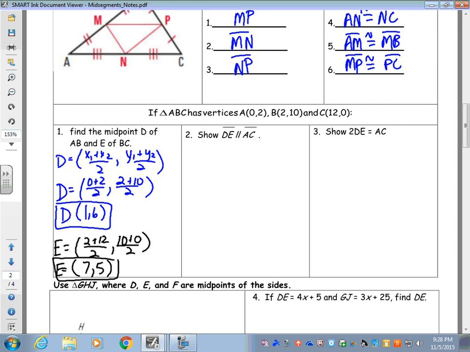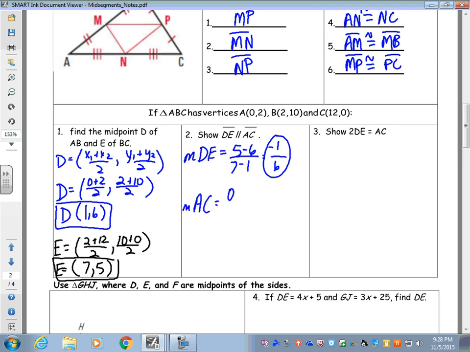So now they want us to show segment DE is parallel to AC. So in order to do that, I just need to show the slope of DE. And that's just going to be y2 minus y1. So basically I'm going to do my 5 minus 6 over x2 minus x1, 7 minus 1. We get negative 1 over 6. So that's my slope of DE. And we want to show that they're parallel, so I need to go ahead and find the slope of AC and compare those slopes.